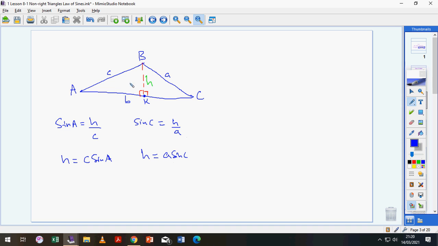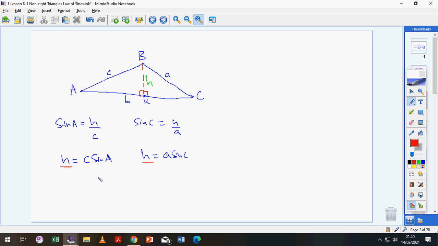Now if I drop the perpendicular from a different point, from point A going all the way to B, I don't know where that would land, probably somewhere close to here. But the point being, I'd be able to get expressions for H in terms of the sides, in this case B and A. So since this is H and this is also H, they're the same thing, and I can equate them because they're both H.